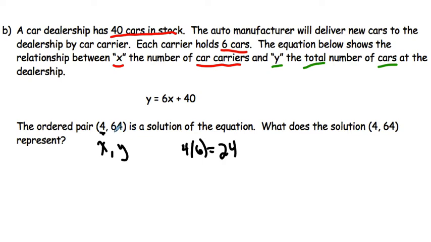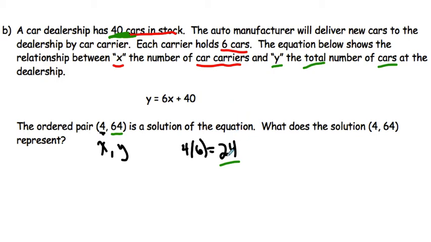So what does 64 represent? Well, we know from the context of this problem that 64 represents the total number of cars on the lot. So look right here. 24 new cars showed up. We know there were 40 to begin with. So 40 plus 24 is 64.